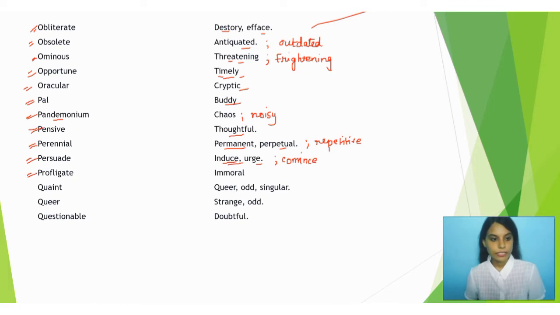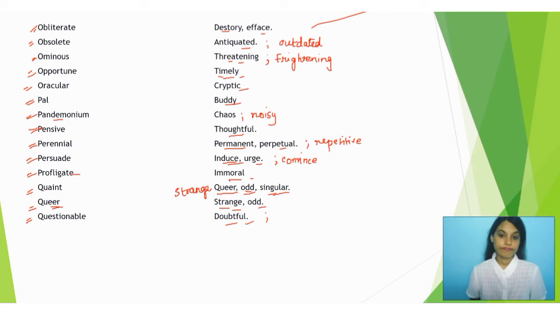Next is profligate. Profligate means immoral, like not moral, not good. Next is quaint. Quaint means queer. Queer means strange. Quaint is also strange, odd, singular. So quaint and queer both mean the same. They have given you strange, odd. Next is questionable. Questionable means doubtful.